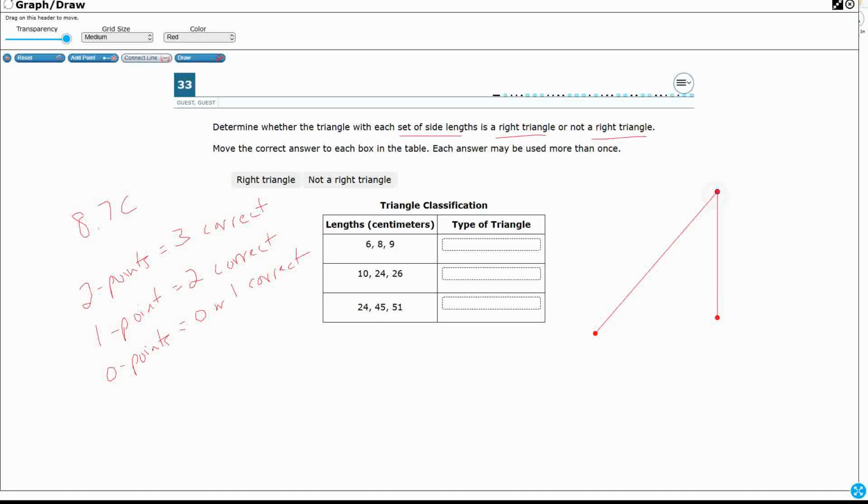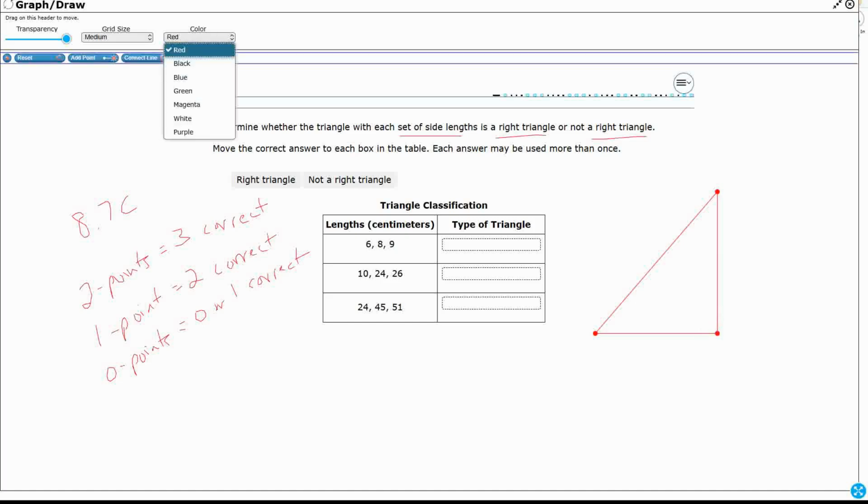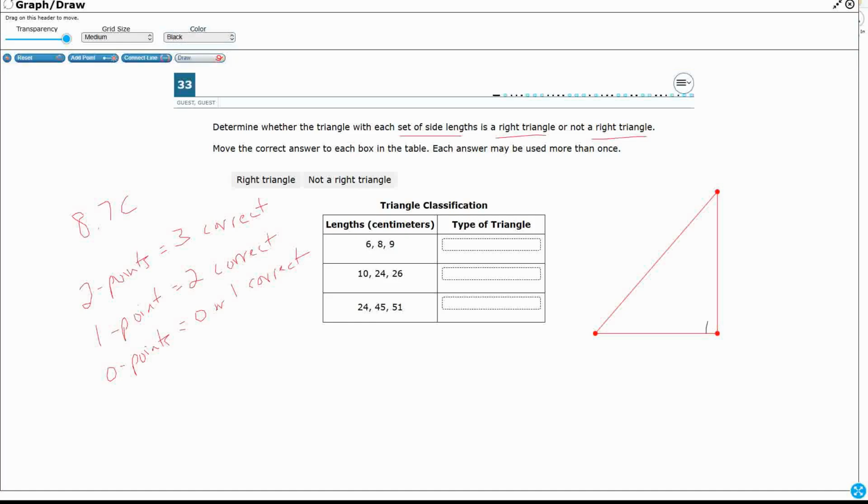There we go. All right, so let's do our first one. So 6, 8, and 9. The longest side is always the hypotenuse. Okay, so let's do 6, 8, and 9. Here's my question. Does 6 squared plus 8 squared equal 9 squared? Because my Pythagorean theorem says I need a squared plus b squared equals c squared. If I add these two, it's going to equal that right there.